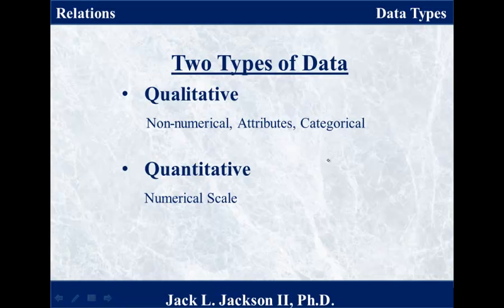Alright, a few more slides here. We're going to talk about types of data. When we have things that we're measuring in the real world, we have two main types of data, qualitative and quantitative. We can kind of classify them that way. Qualitative data is non-numerical. It's basically just attributes and categories only. Quantitative has some sort of numerical scale.